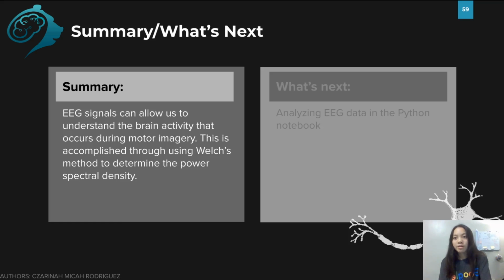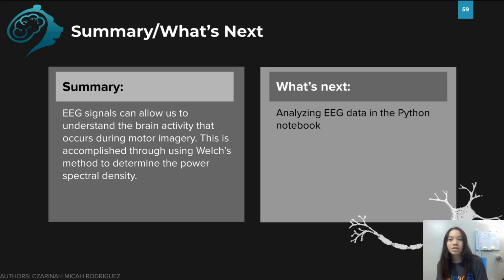All right, to summarize this another very long lesson. EEG signals can allow us to understand the brain activity that occurs during motor imagery. This is accomplished through using Welch's method to determine the power spectral density. And what's next is analyzing EEG data in Python notebooks. So that's it for section 2. I'll see you in the next section.